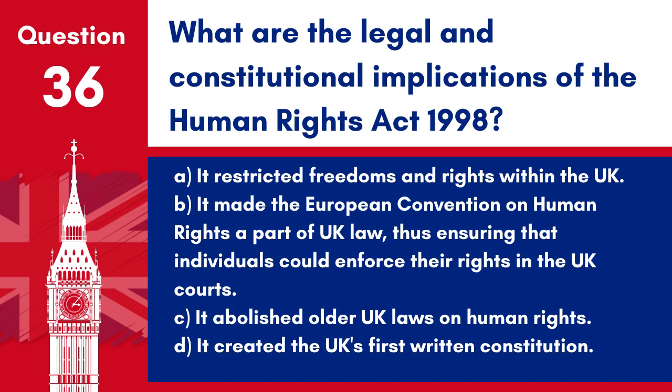Question 36. What are the legal and constitutional implications of the Human Rights Act 1998? A. It restricted freedoms and rights within the UK. B. It made the European Convention on Human Rights a part of UK law, thus ensuring that individuals could enforce their rights in the UK courts. C. It abolished older UK laws on human rights. D. It created the UK's first written constitution.